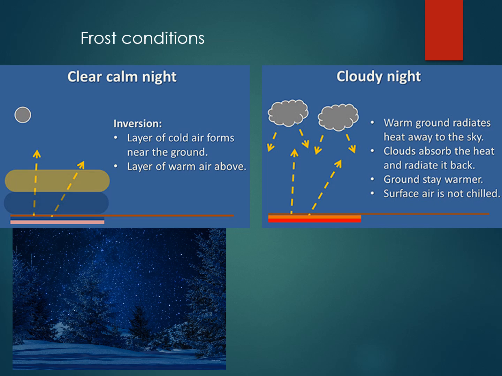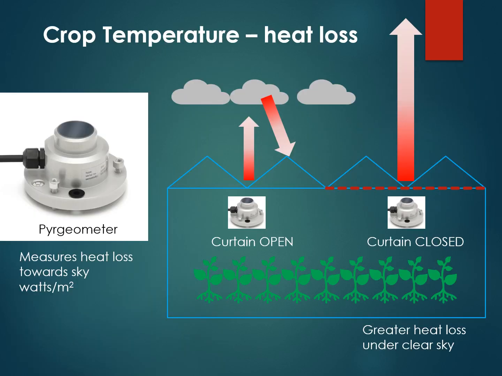This is a slide I scanned from Wikipedia that talks about frost. So on a clear winter's night, we get cold air down on the surface, and on a cloudy night, the heat is radiated back to the surface and we don't get frost. It's an extreme example of what I'm talking about.